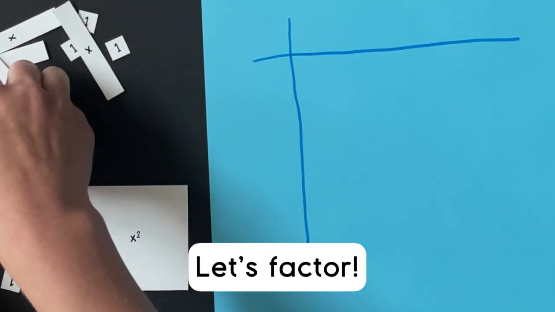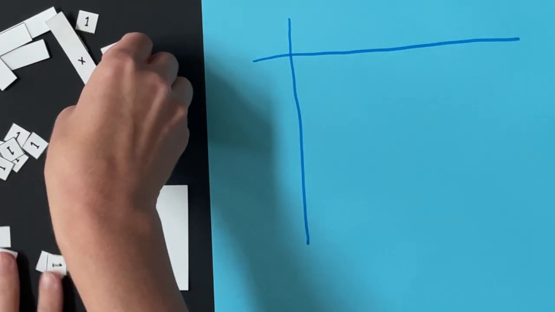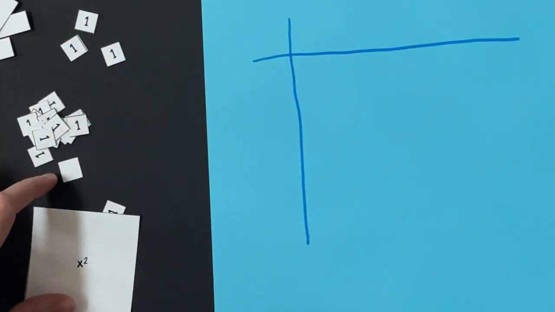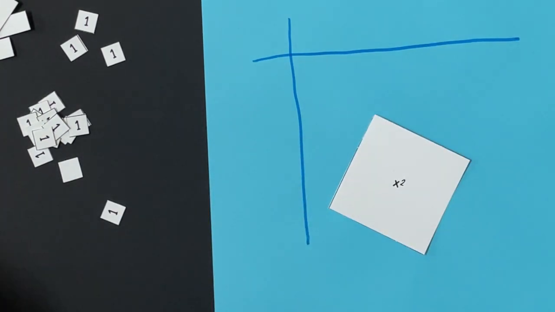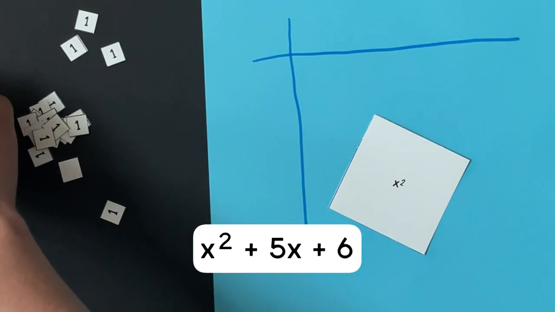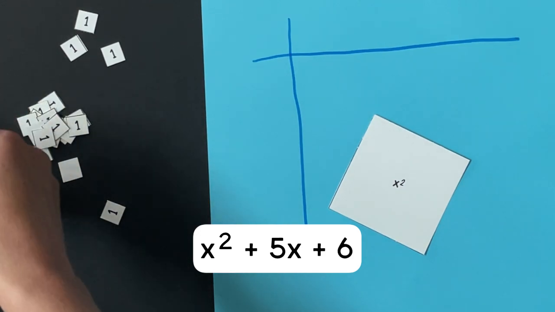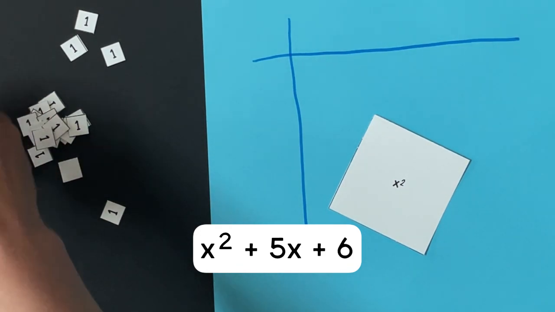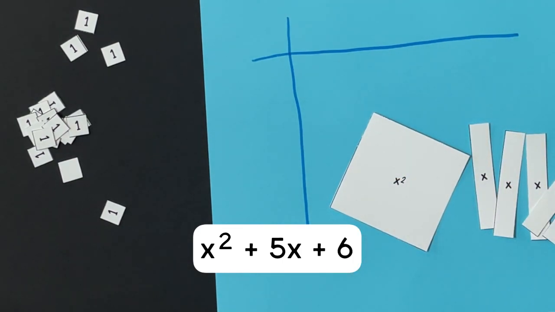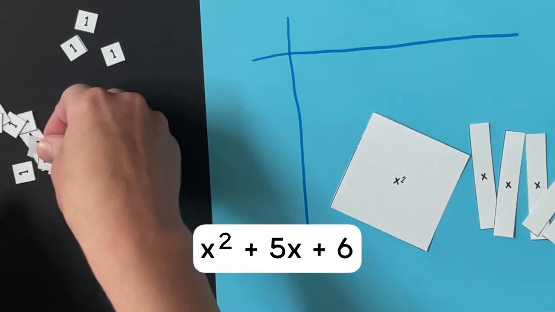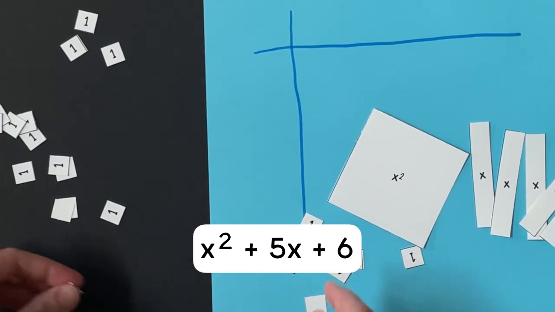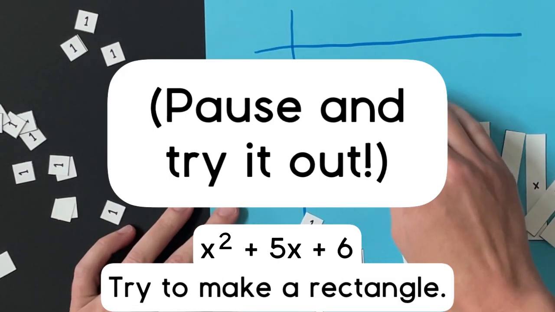Okay, so let's factor. And I love factoring with algebra tiles because it just feels like it's a puzzle. It doesn't feel like we're trying to follow some steps or a formula or anything. We're just trying to work out a puzzle. So I want you to gather these tiles, x squared plus 5x plus 6. So you'll have your large x squared, and then you'll have 5 of the x's, and then you'll have 6 units. And all you need to do is arrange these into a rectangle. Pause here and try it out.